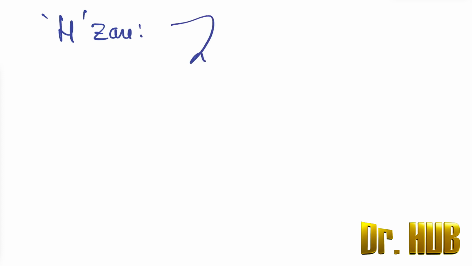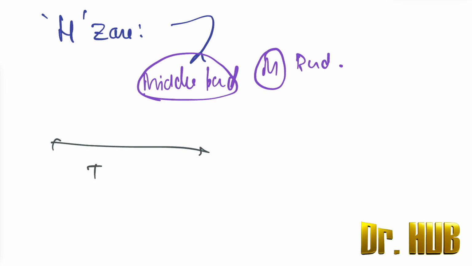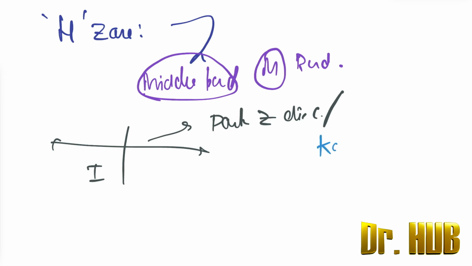In the middle of the H zone, there is the M band. In the middle of the I band, there is a dark Z disc, also known as Krause's membrane.